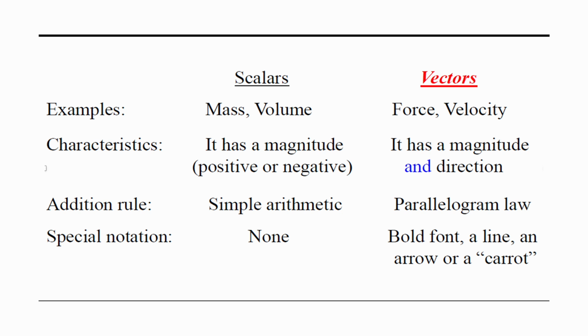But when we are talking about vectors, the examples are force and velocity. A vector has a magnitude and direction. If we want to add two vectors, we use the parallelogram law or the triangle law, and for special notation, we use a bold font, a line, an arrow, or a caret.